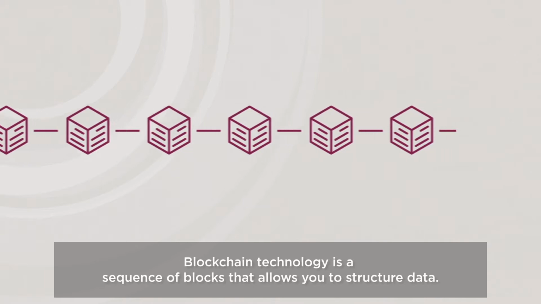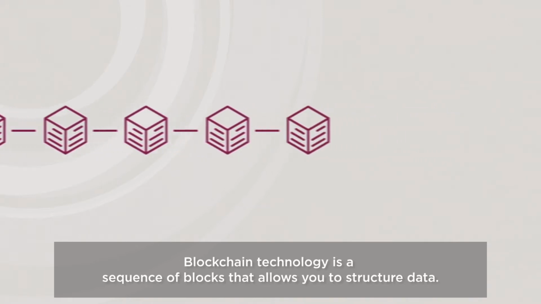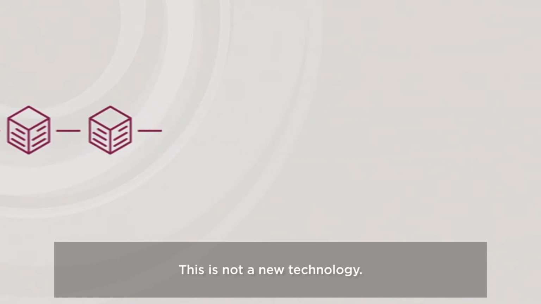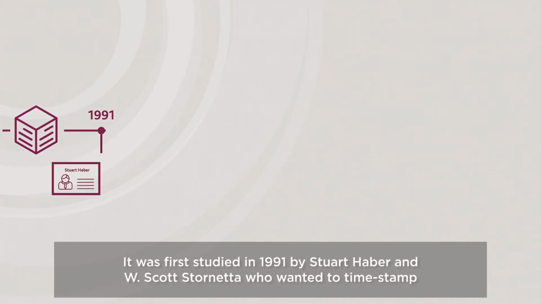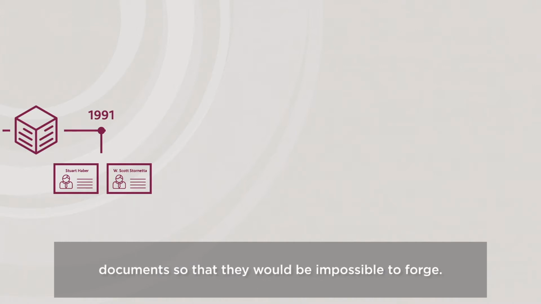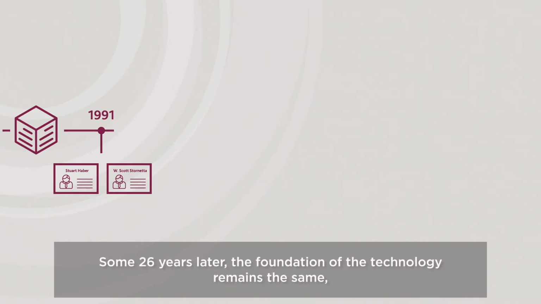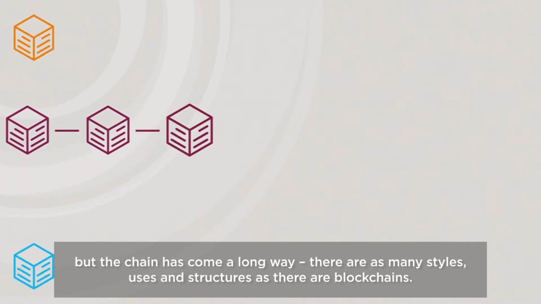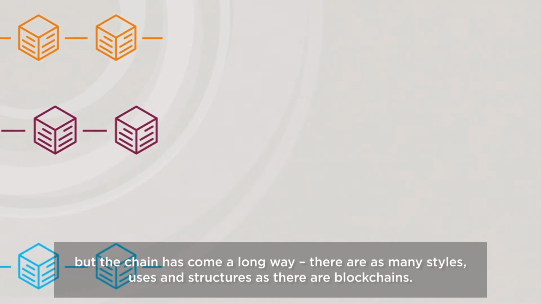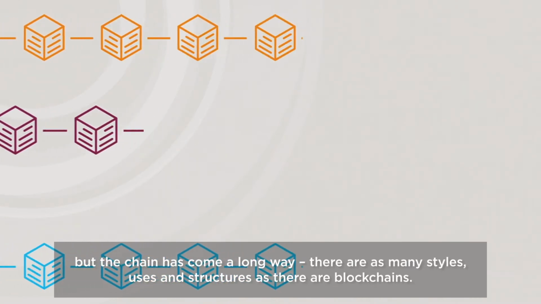Blockchain technology is a sequence of blocks that allows you to structure data. This is not a new technology. It was first studied in 1991 by Stuart Haber and W. Scott Stornetta, who wanted to timestamp documents so that they would be impossible to forge. Some 26 years later, the foundation of the technology remains the same, but the chain has come a long way. There are as many styles, uses, and structures as there are blockchains.